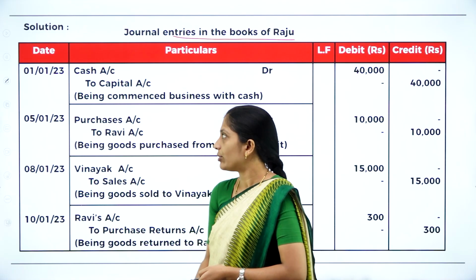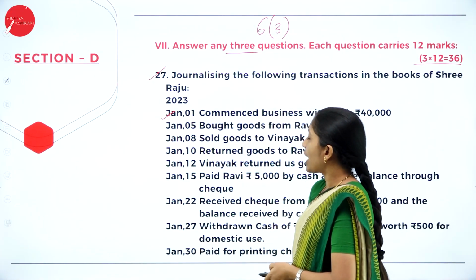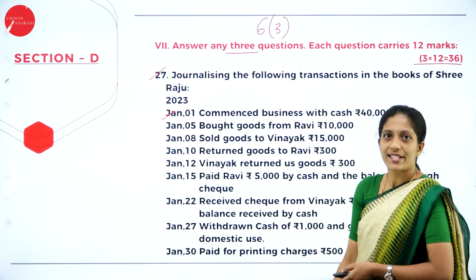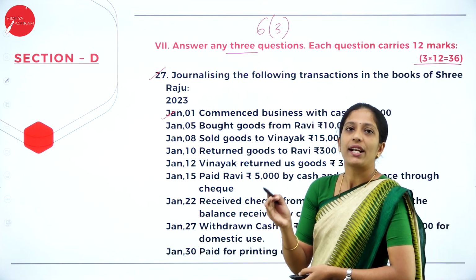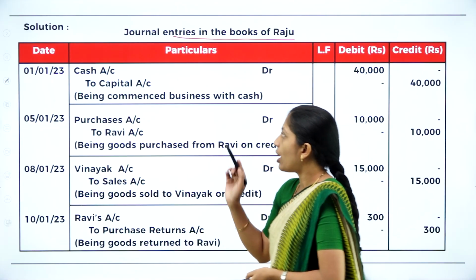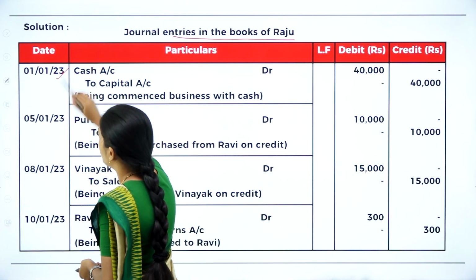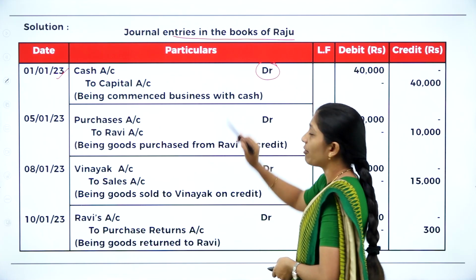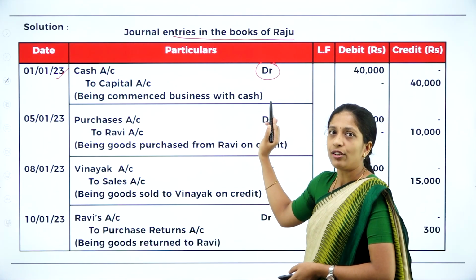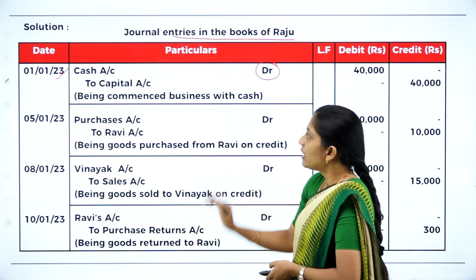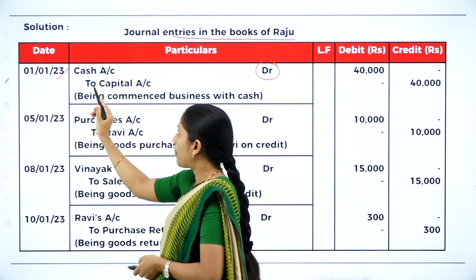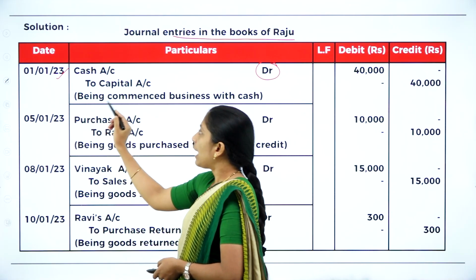Now coming to your first transaction, January 1st, commenced business with cash. So what is the journal entry? Cash account debit to capital account. How do you write? You will write the date 1/1/2023, cash account Dr. You have to write Dr at the end of the particulars column. Leave some space here. To capital account, the T should be in capital, to capital account, and then a bracket.